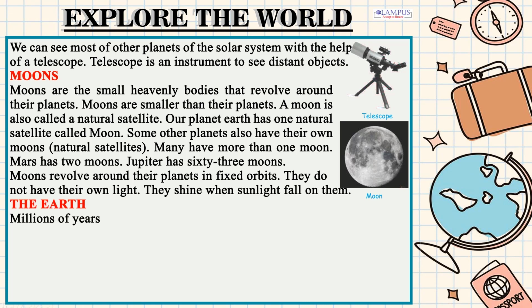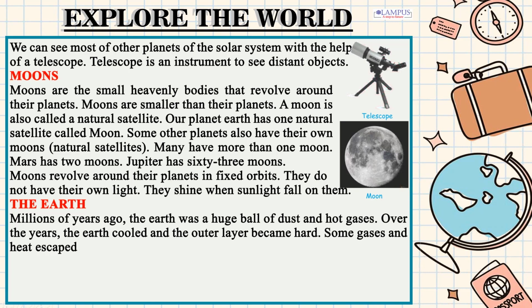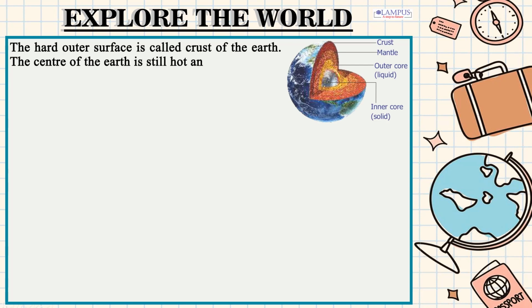The Earth. Millions of years ago, the Earth was a huge ball of dust and hot gases. Over the years, the Earth cooled and the outer layer became hard. Some gases and heat escaped and some were trapped inside the Earth. The hard outer surface is called the crust of the Earth. The center of the Earth is still hot and molten. This innermost portion of the Earth is called the core.